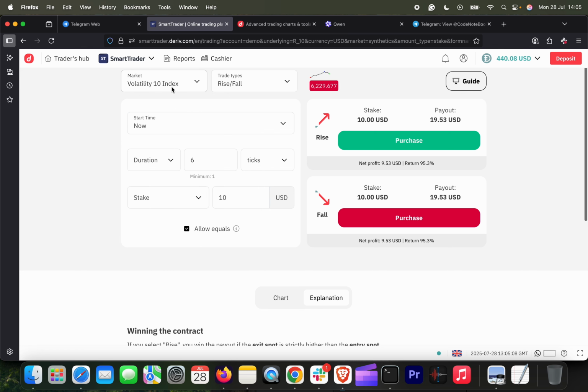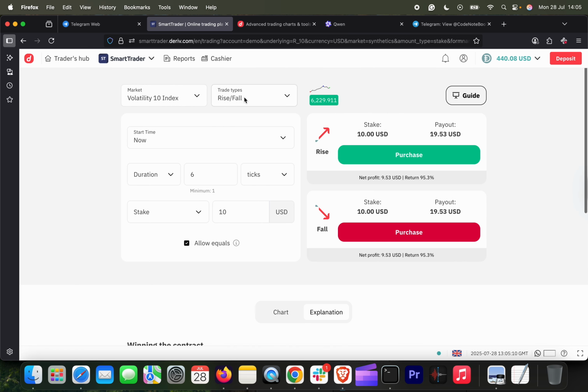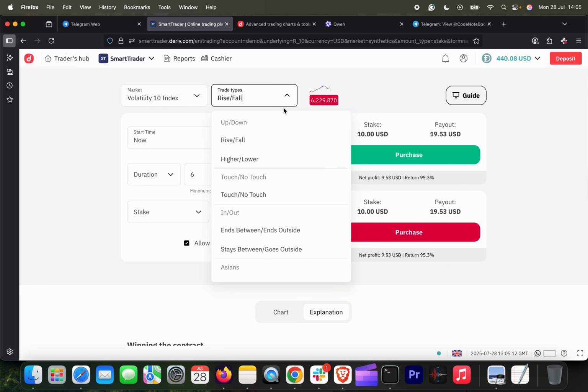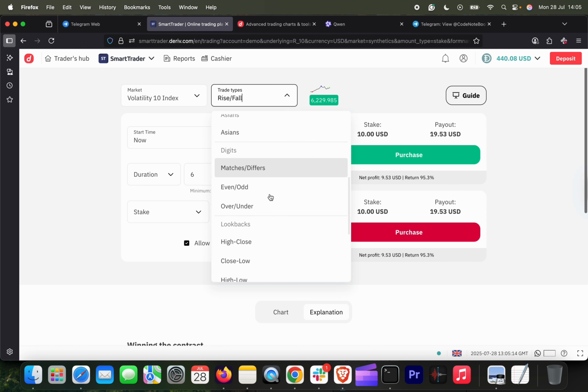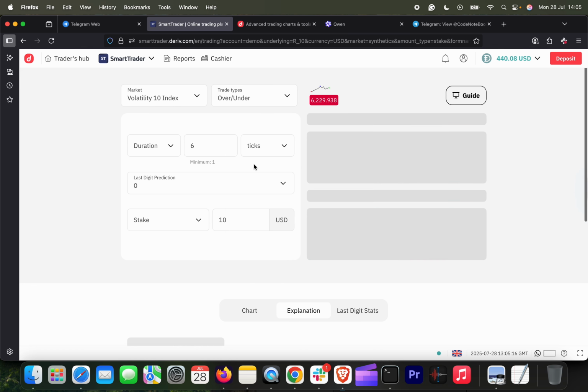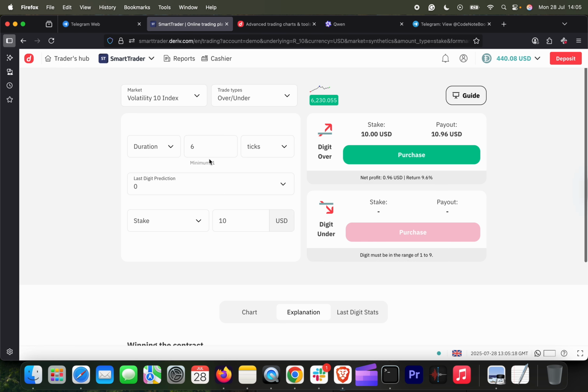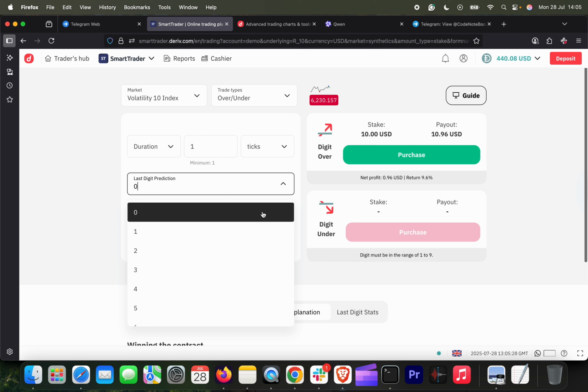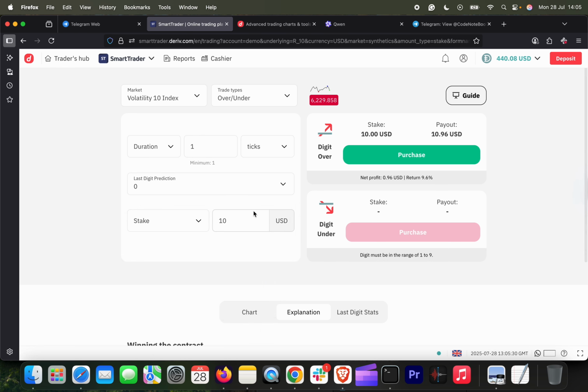So I've chosen volatility 10. So we're going to be doing over and under type of trade. So over and under. So just do exactly the way I'm doing it. Then you see where a number here, you say 1 tick. That's what we are choosing, 1 tick. Then here, we are going to leave it at 0 this time around.